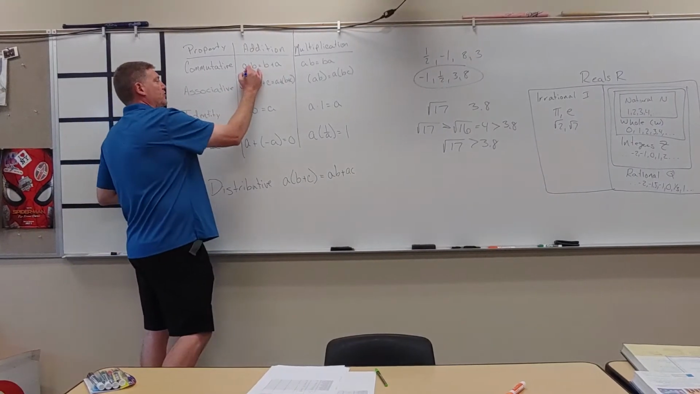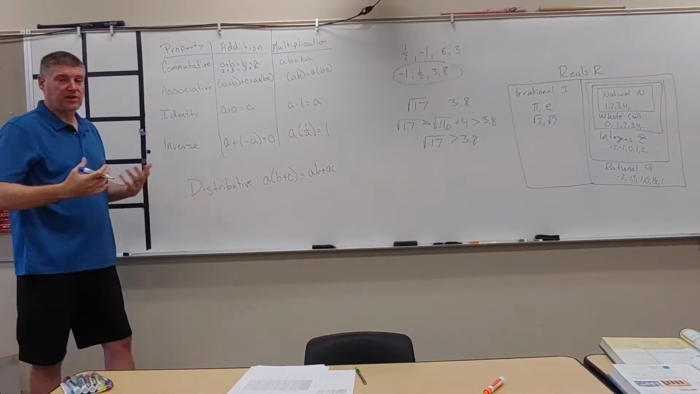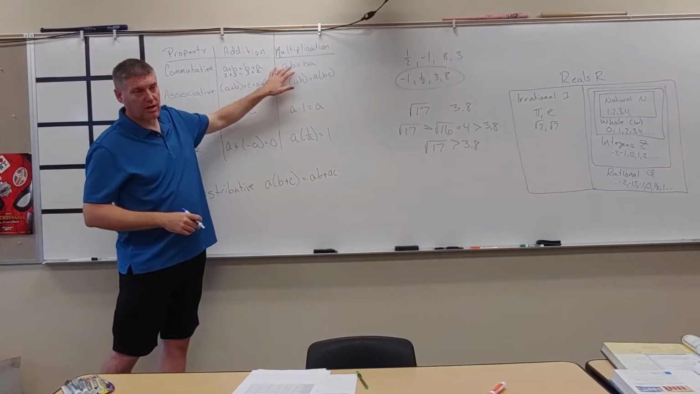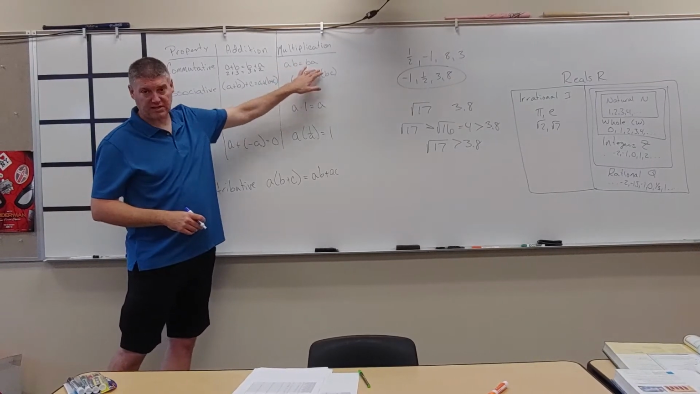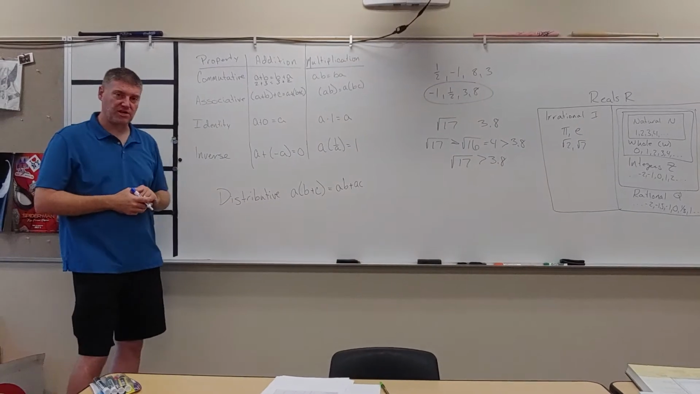So if I have 2 plus 3, that's the same as 3 plus 2. It's very important that that works out. Same thing with multiplication. A times B equals B times A. They work out. The next one is the associative property.